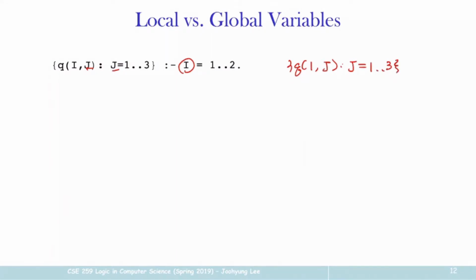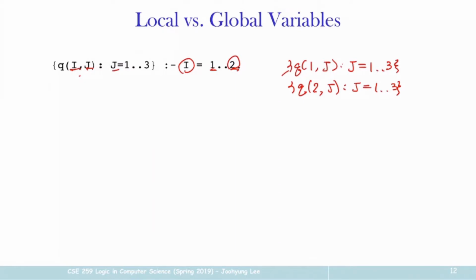Okay. When I equals 2, okay, remember I goes from 1 to 2. So when I equals 2, this I is also 2. So 2 comma j, j equals 1 dot dot 3. Okay, so this is the first step that you get. And after that, you have only local variables, so you can expand the local variables.